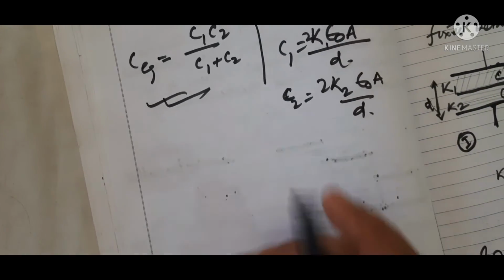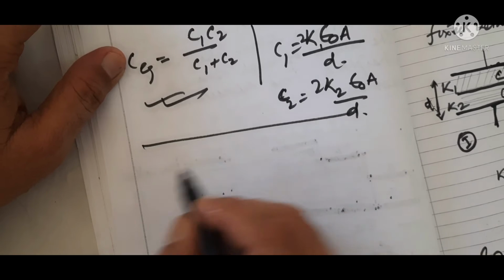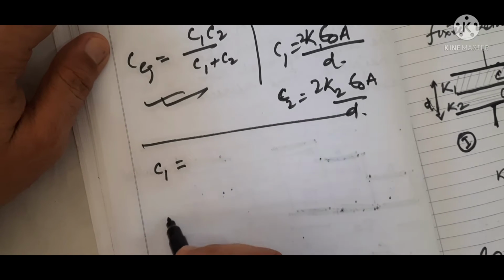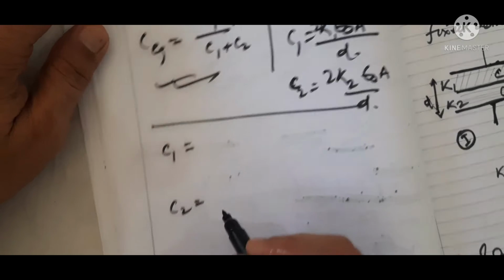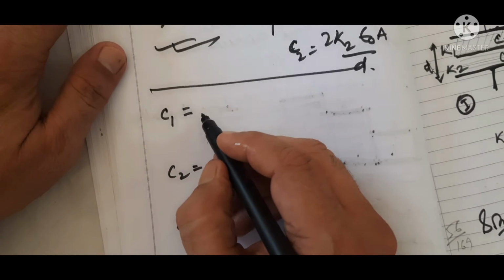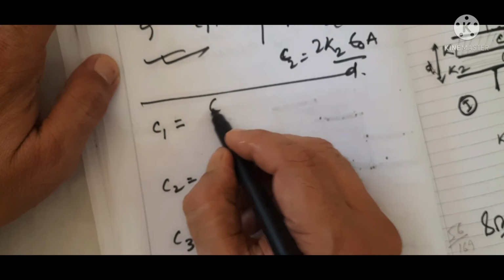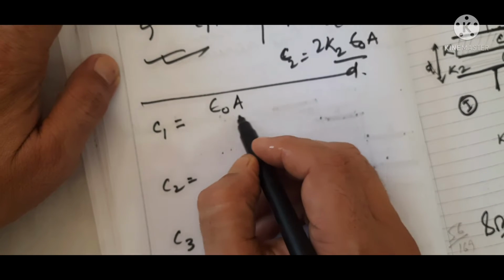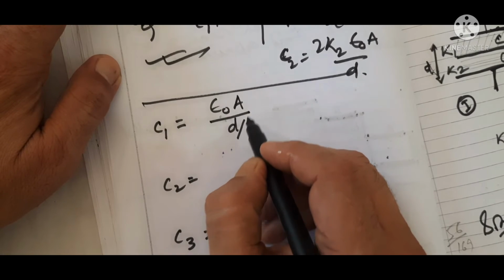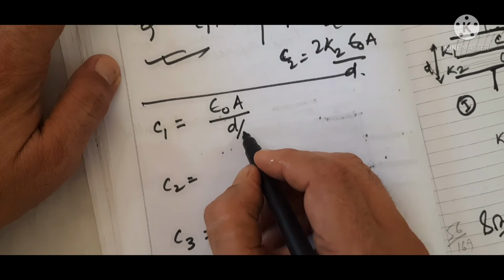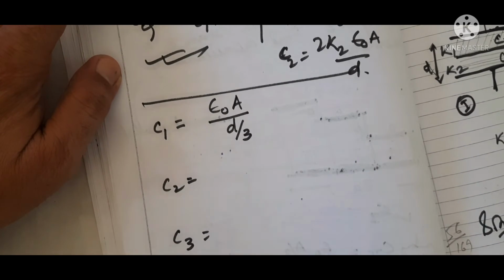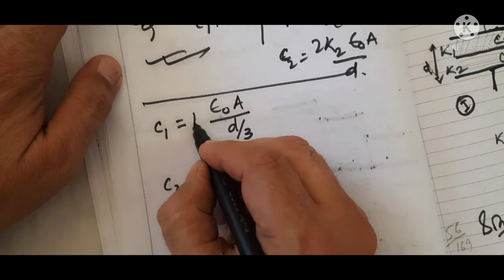So for the second one, we will find C1, C2 and C3, and all three are in series. So how much will C1 be? Epsilon naught A, area remains the same, by D by 3, and dielectric constant K1.